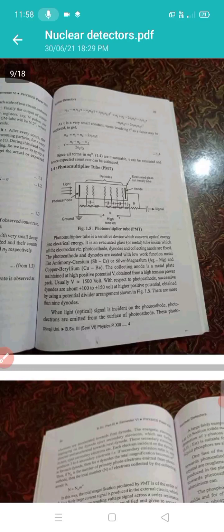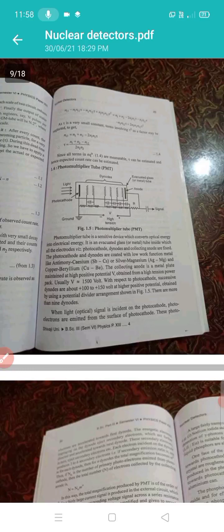Hello everyone. Today we start with a photomultiplier tube. Its short form is PMT, photomultiplier tube. Then what is the photomultiplier tube, where is it used, and how does it work? We have to know all this.